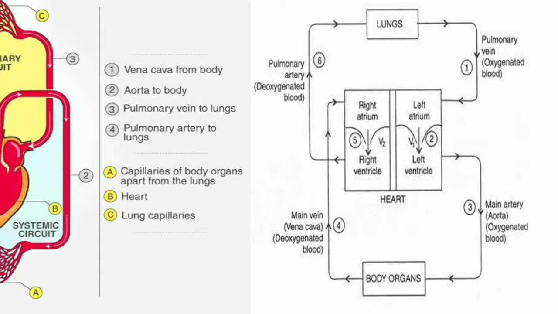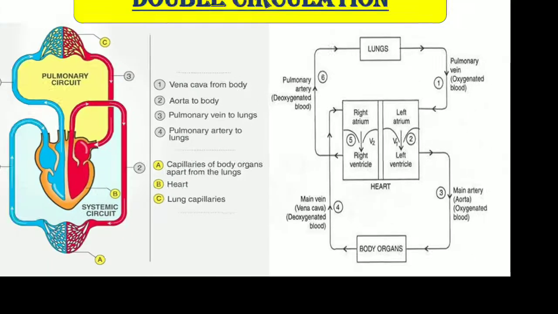So twice, simple as that. The right atrium will always receive deoxygenated blood, and the left atrium receives the oxygenated blood. So once the blood is going to the lungs, and once the blood is going to the body. Two types of blood are coming to the heart twice.